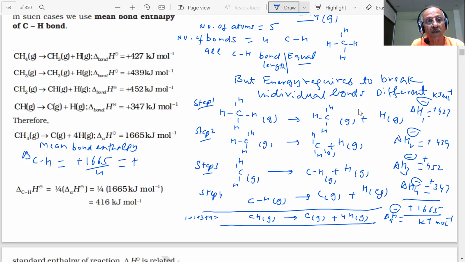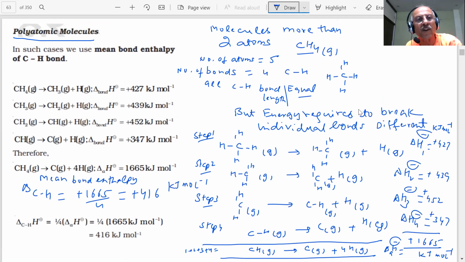So it will be 416 kilojoule per mole, student. So what we calculate in polyatomic molecules is the mean bond enthalpy. Got the point? Whatever is given in the table, they will give a table of the different values. That will be for polyatomic molecules, mean bond dissociation enthalpy. Is it clear?